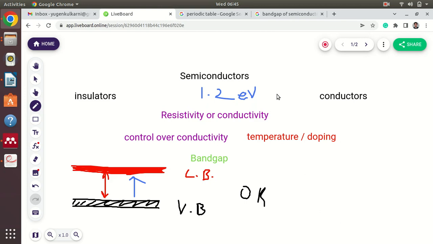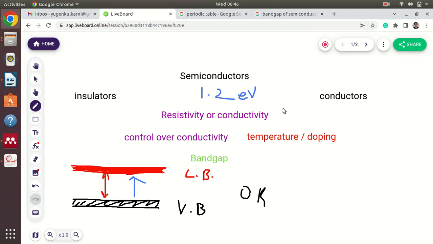But sometimes you can see some materials which have a band gap of more than 1.2, or sometimes more than 1.5 electron volts, and still we can call them a semiconductor. This is because we can control the conductivity. So this is also not a complete definition, but most of the time we can use this definition.